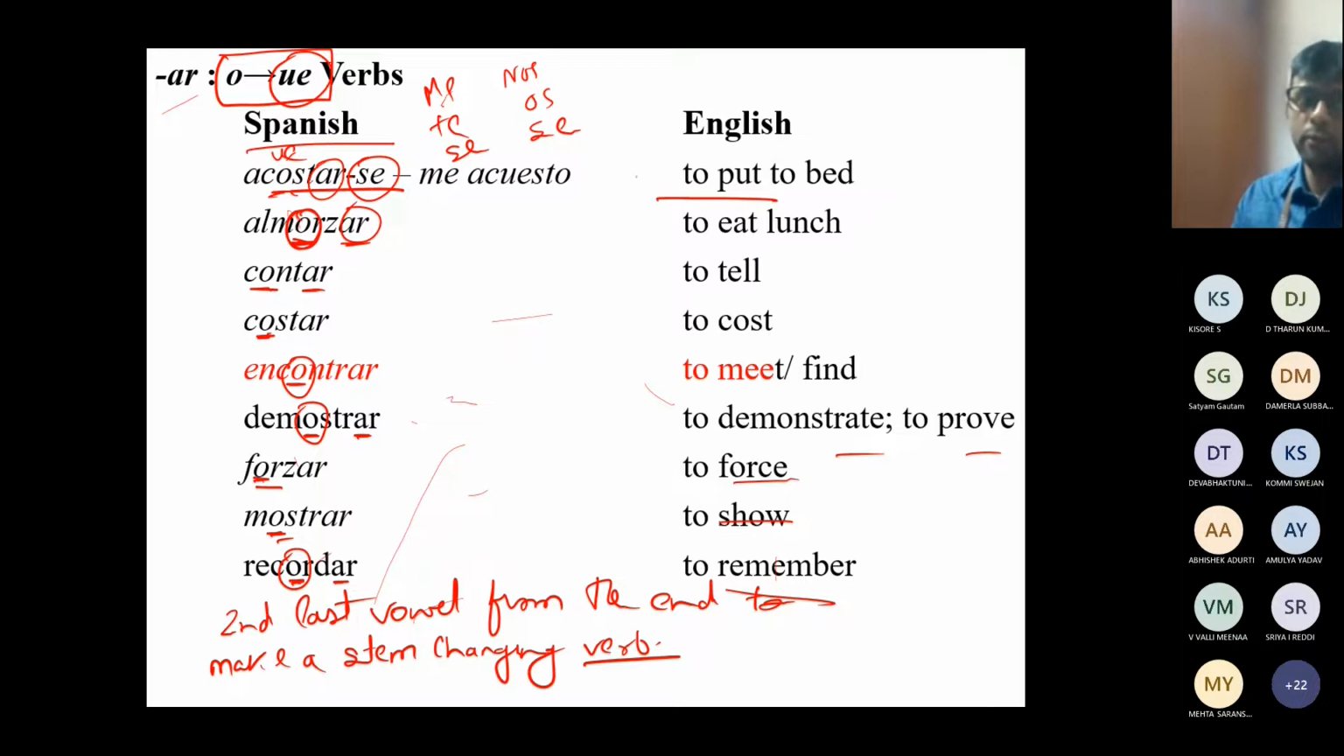Okay, so this rule where you have to choose the second last vowel from the end will be applied to the other one also when you have to change E to I or E to IE. Okay, we will come to that also.